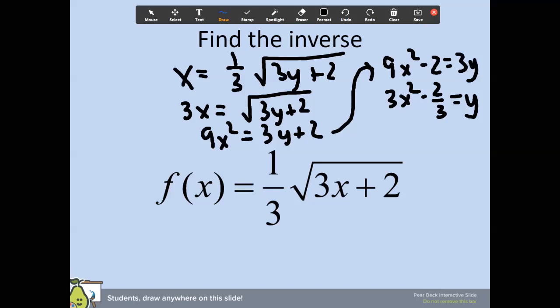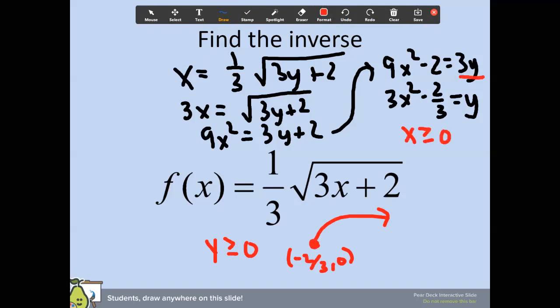So again, what that meant is since this graph right here, the square root graph, okay, this was really in terms of its locator point at -2/3, comma 0. The comma 0 is what I care about. I only have the positive, not the negative. So my y is greater than or equal to 0 here, which means for my inverse, my x has to be greater than or equal to 0 because I don't have that whole parabola. I just have from that vertex to the positive direction of my x-axis. Okay.